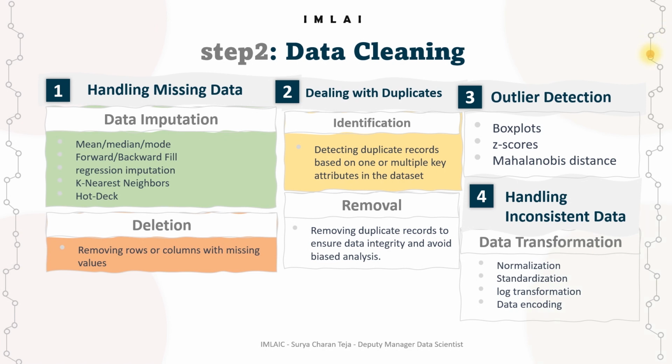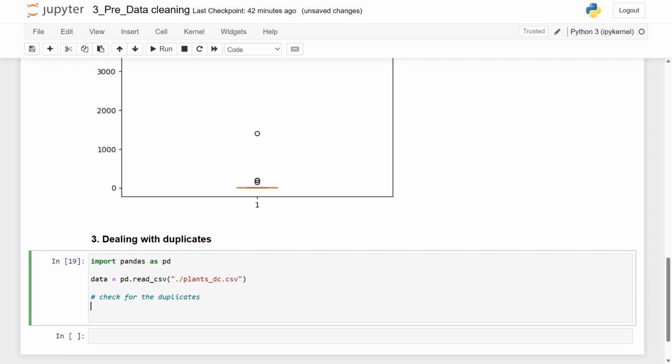Out of this, we will first detect and identify the duplicate records based on one or multiple key attributes in the data set. Then we will go ahead and remove the duplicate records to ensure the data integrity and avoid biased analysis. Duplicates, so let me print it.